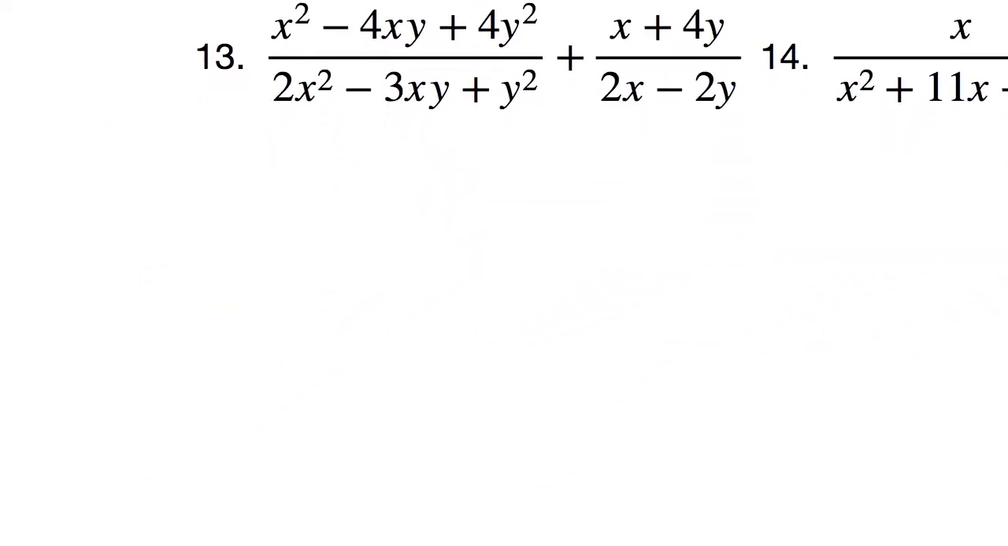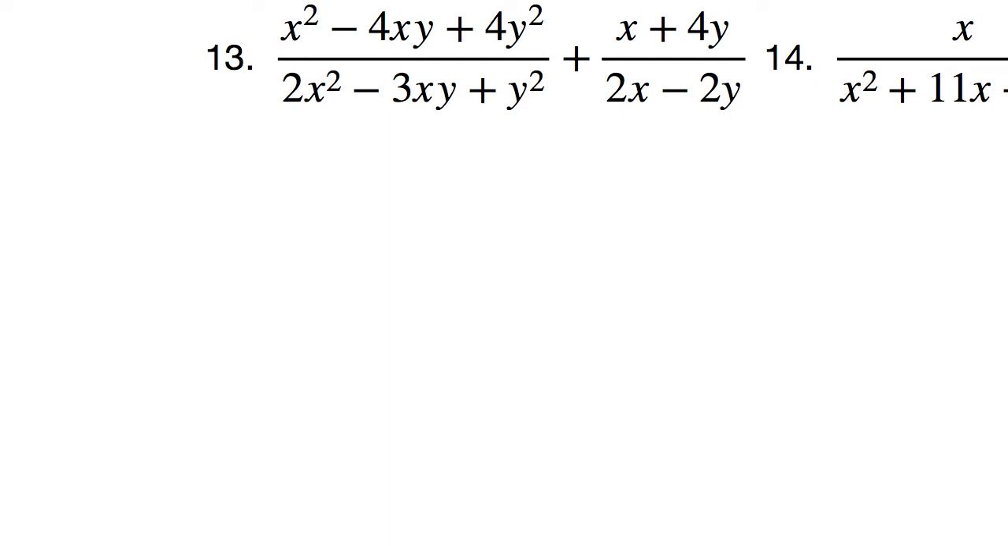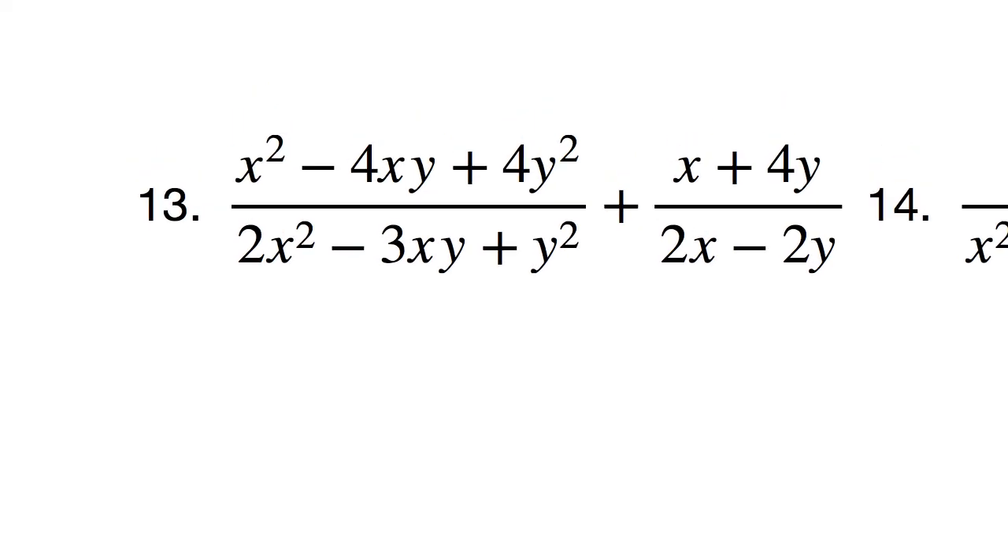Here we go. Now here we go. Let's factor this big bad boy. Let's see what happens. So we've got, in the top, this looks like a perfect square. In fact, if I had a is equal to x and b is equal to 2y, then this would be 2ab.